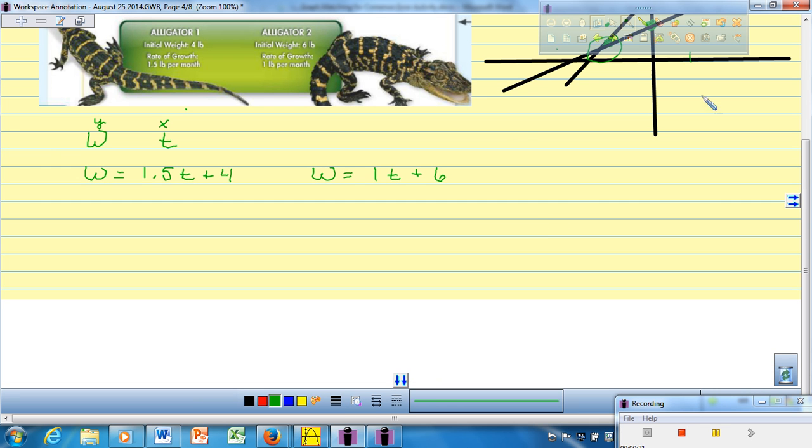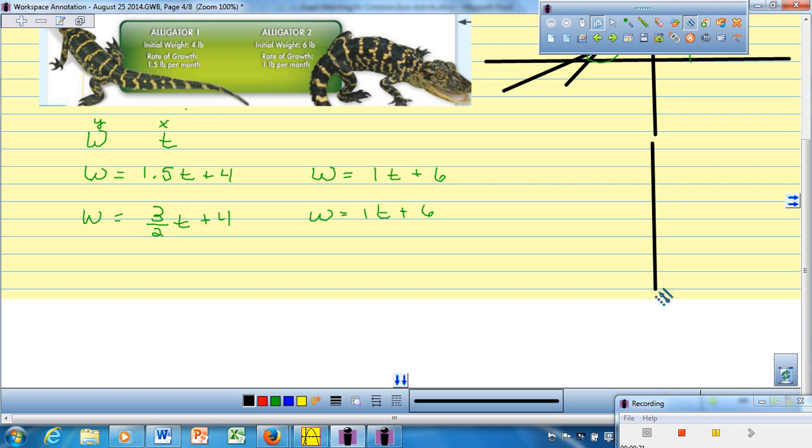All right, so we need to graph these two. I will tell you, fractions and slopes are much easier than decimals. So I want you to write that 1.5 as 3 over 2, T plus 4, because that's far easier to see rise over run. So let's get our graph. We've got this and this. So this is W and this is T.